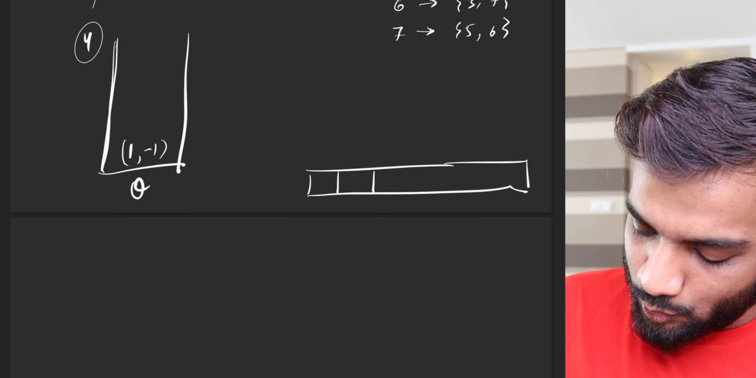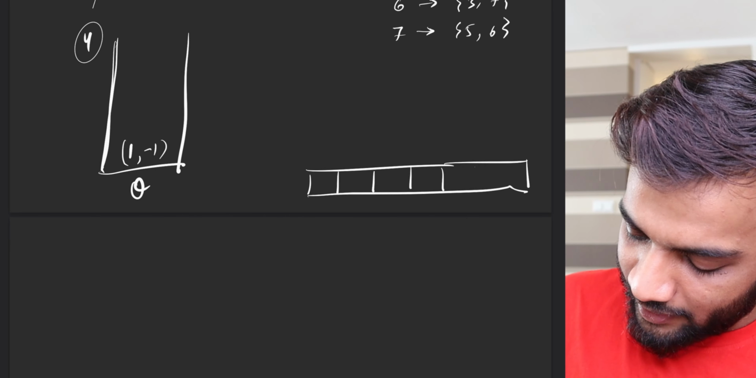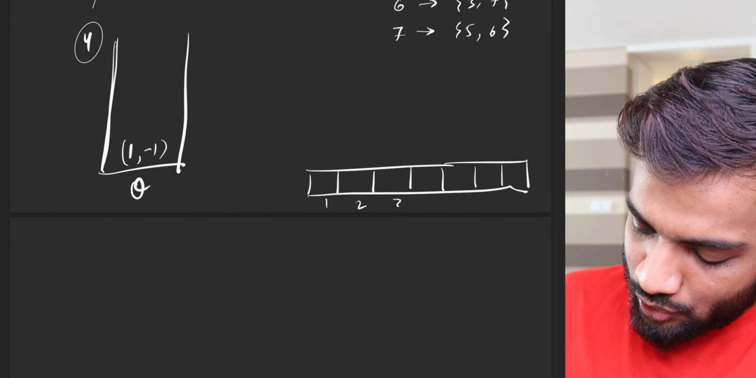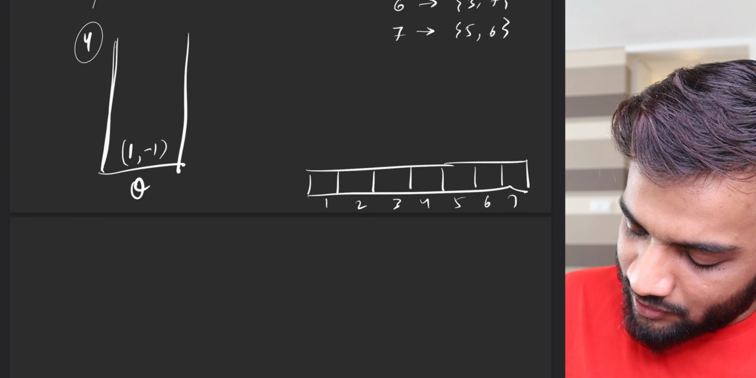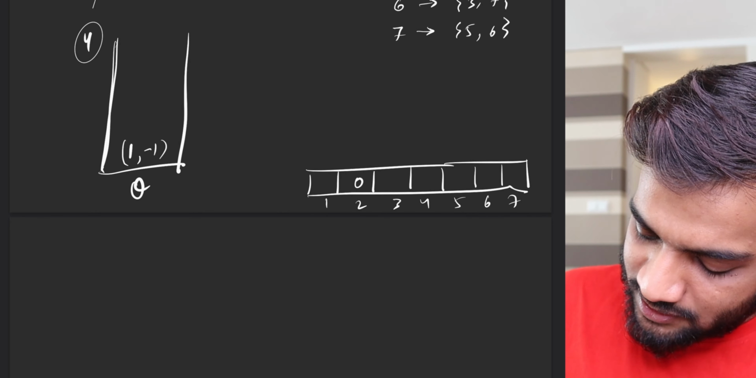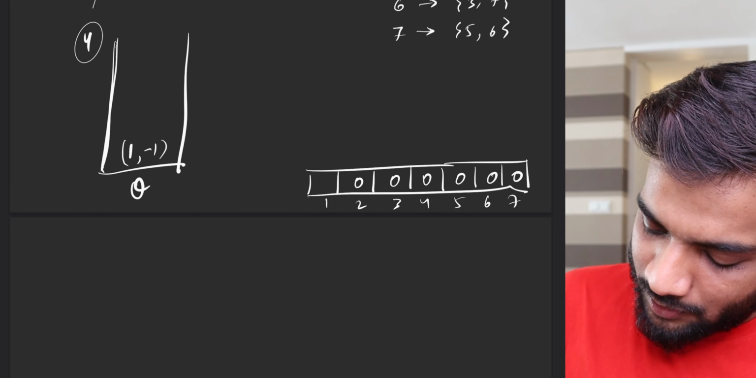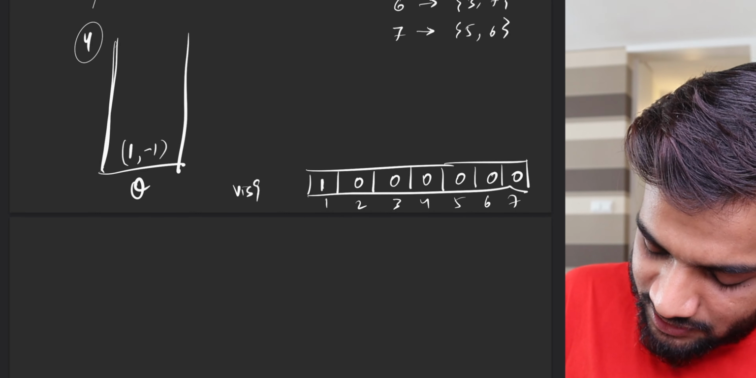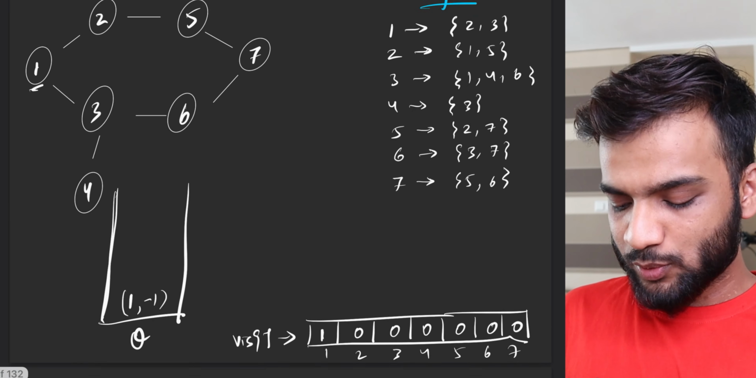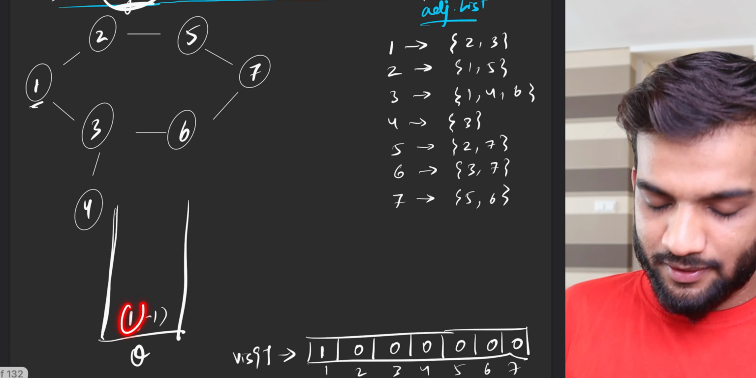It's like 1, 2, 3, 4, 5, 6, 7, and all of these will be marked as 0 apart from the guy 1. So this is how the visited array will look like. Okay, which one is your source node? The source node is 1, correct?